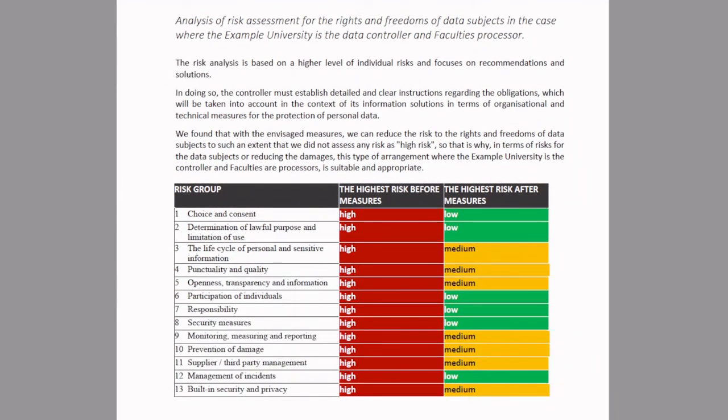The final analysis of the risk assessment shows if the associated risks are acceptable or if additional actions are necessary. Here you can easily see the effect the applied measures have on the risks.